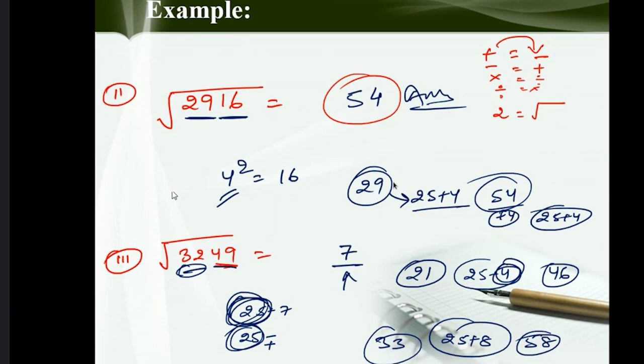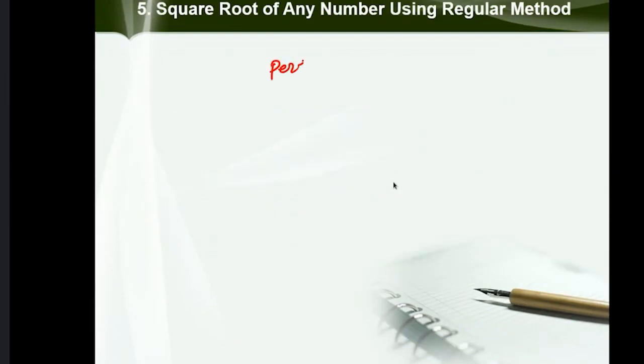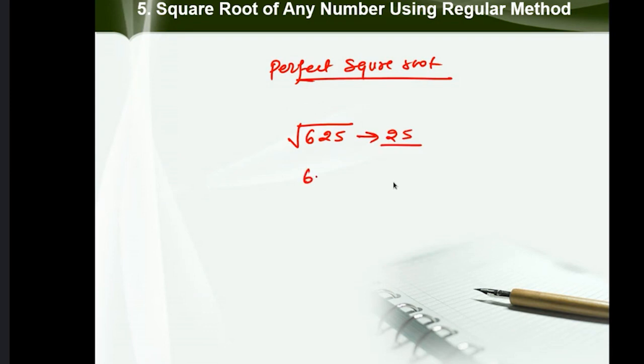Perfect square root ka kya matlab hai? If we are going to find the square root of any number, what is the perfect square root? So the perfect square root means what? If we are going to find the square root of any number, let's suppose 625 is the number. If you find the square root of this number, you will get 25. But if you find the square root of 626, you can find it, but you will get the answer in decimals, right? Something like that. So in that case, this is not a perfect square root. If you are getting the answer in numeral form, then this is called the perfect square root.